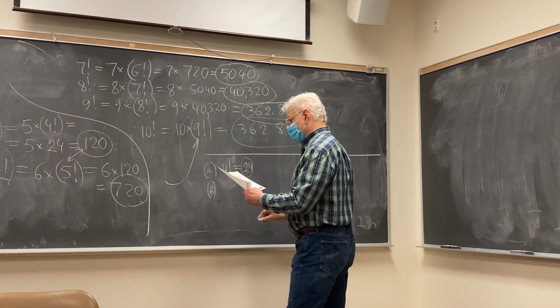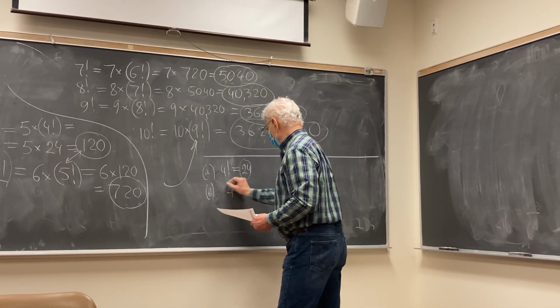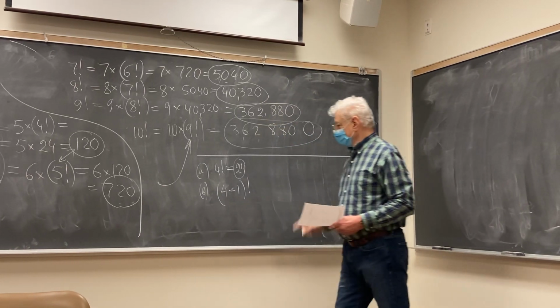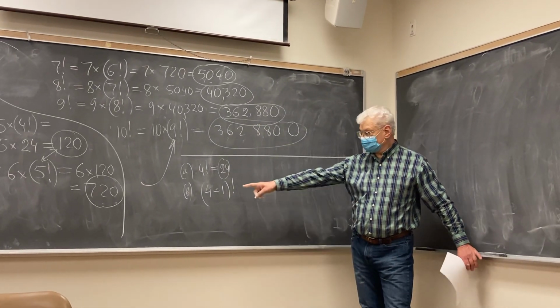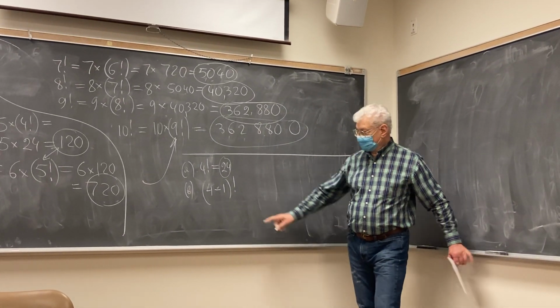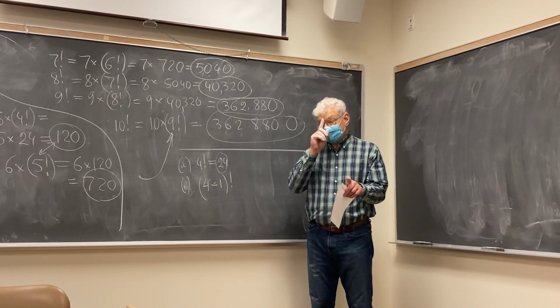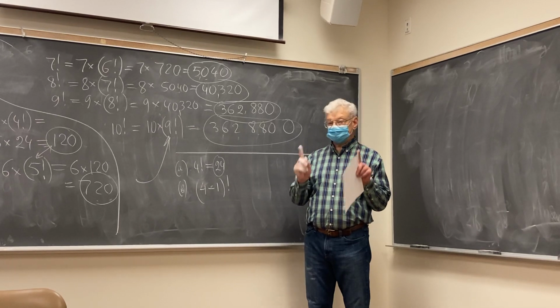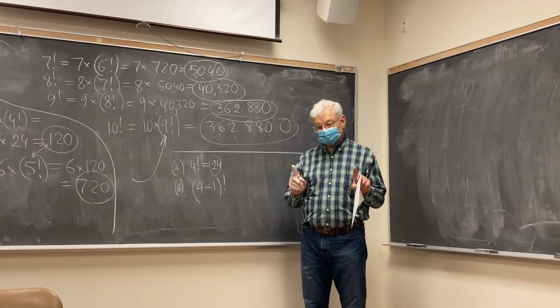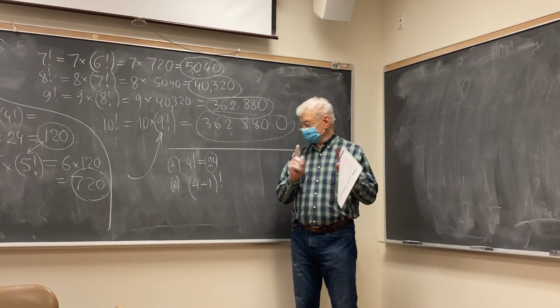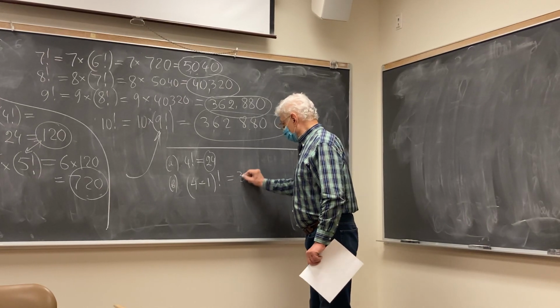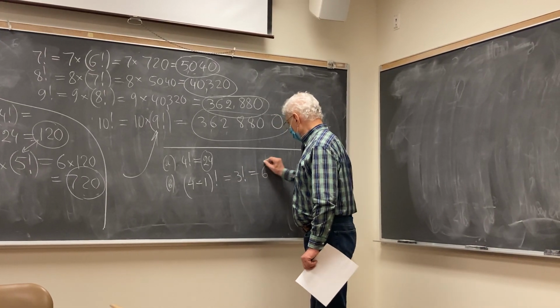B. 4 minus 1 factorial. Okay. It's not 4 factorial minus 1 factorial. First we have to subtract what's written in parentheses. And that's why I ask you to write parentheses as much as you can. Otherwise you will make a mistake. So actually this is 3 factorial. And the answer is 6.